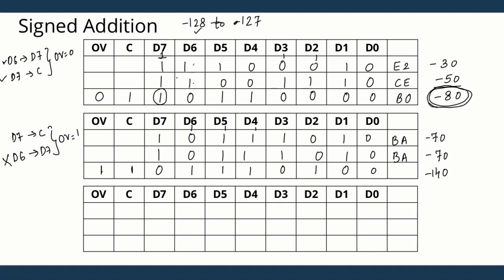Look at D7. D7 is 0. That means it's a positive number. But we clearly know we should get a negative number. The carry has been set and the overflow flag will be set. When you get this overflow, that means you need to negate and add minus 128 to it and you will get the final value. This is what happens with signed addition. The overflow flag will be set only when there is a carry from D6 to D7 or D7 to carry, one of these at one point of time, not both. So this is how you can have a signed addition.